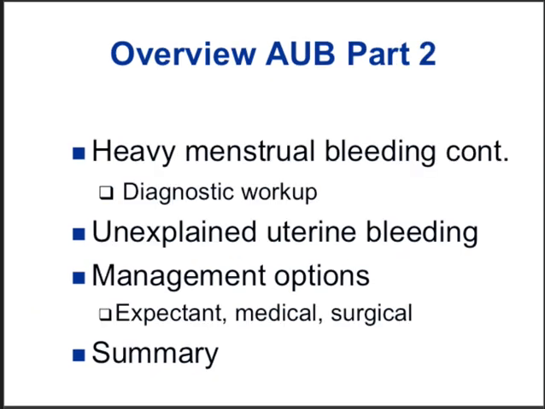The overview of part B: we continue with heavy menstrual bleeding and deal with the diagnostic workup. And then we describe the phenomenon unexplained uterine bleeding, which was called dysfunctional uterine bleeding in the past. An important topic is, of course, what management options we have available, expectant, medical and surgical, and what option to choose for what woman in what circumstances. And we finalize, of course, with a summary.